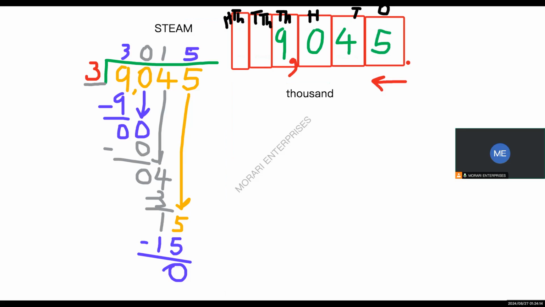So what does it mean to say 5 ones? People use unit, like unit. So 5 ones means, this 5 here means 1, 1, 1, 1, 5 of them. And then 4 tens here, 40, 45.